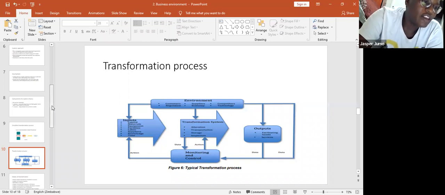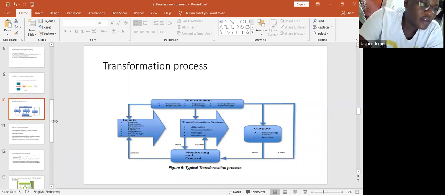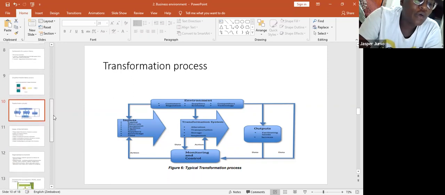So this was the systems theory that I wanted us to look at before we go into the macro micro environment. Before I proceed, do you feel like there's anything that you didn't understand that you might want clarification on the systems approach?